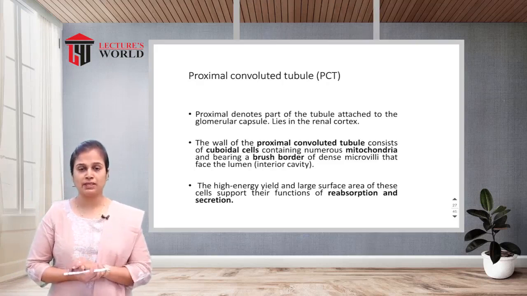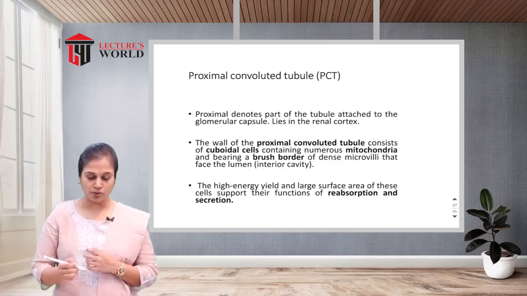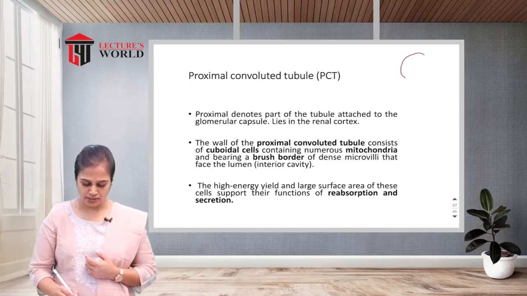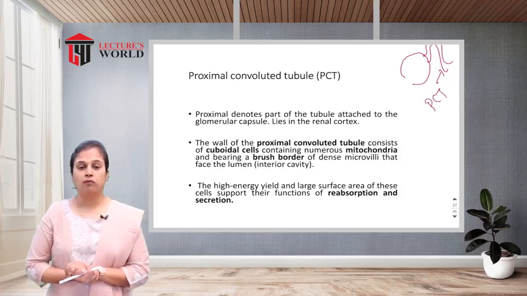PCT, or the proximal convoluted tubule, denotes the part of the tubule attached to the glomerular capsule. As I told you, proximal means near. So this is the capsule and the part which is attached is the PCT. The wall of the proximal convoluted tubule consists of cuboidal cells.